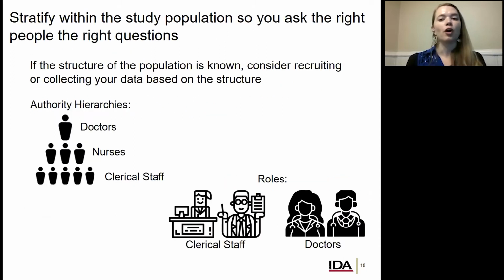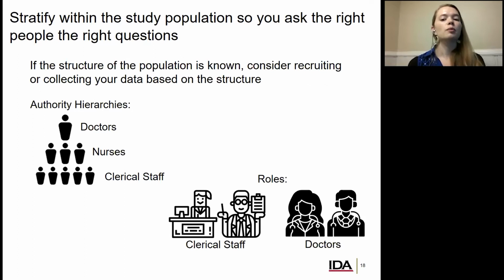Once we've identified our target population, we can consider whether we want to stratify within the study population so that we're asking the right people the right kinds of questions. Having a stratified sample means that we collect our data based on the structure of the population. For example, at the medical care clinic where we're assessing ProTrain4u's training, we may have a hierarchical structure where some individuals have more authority than others. So maybe doctors have more authority than nurses, who have more authority than clerical staff. We want to make sure that we're interviewing people at all levels of that hierarchy. People with different roles are also taking our ProTrain4u courses. Doctors take our courses, but so do clerical staff. So we want to ensure that we don't only talk to doctors or only talk to clerical staff, but that we talk to people from all the roles for which our training is relevant.